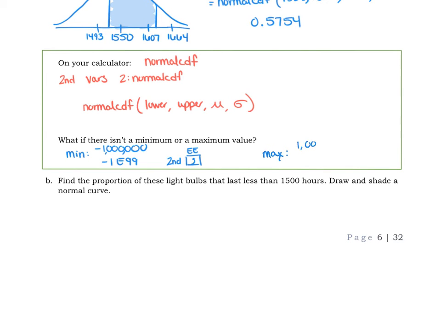If there is no maximum, we're going to do the same thing the other way. You can either type in 1,000,000. Again, you're just trying to get so far away from the center of the curve that really the area under the curve at that point is 0. And then for a maximum, use positive 1 times 10 to the 99th power, or that 1e99. All right, so having said that, I would like you to pause the video and try question B.